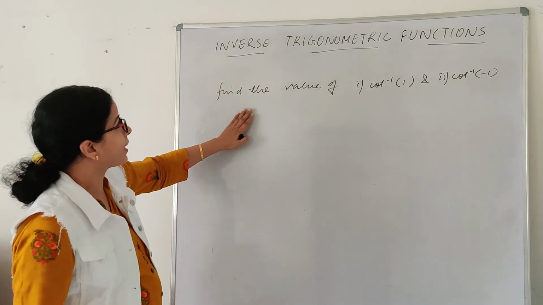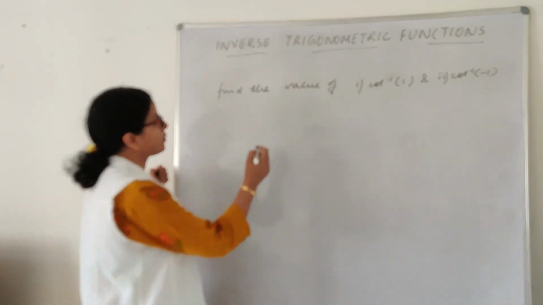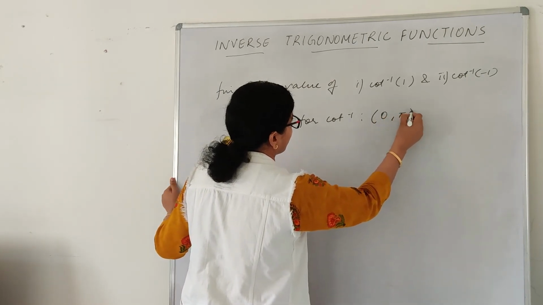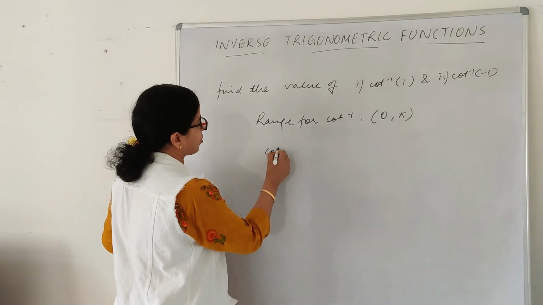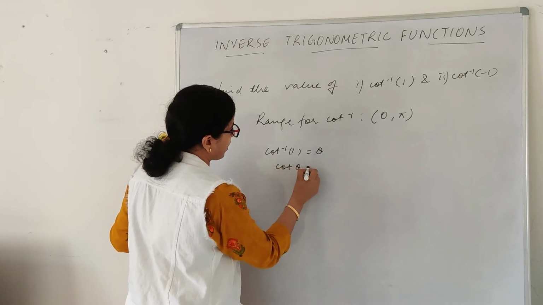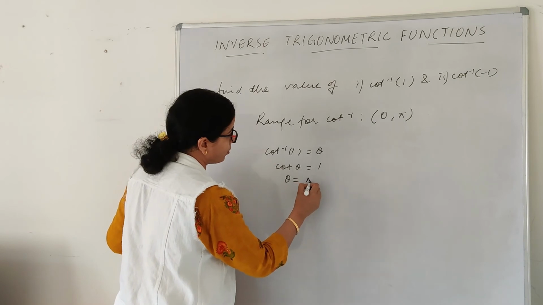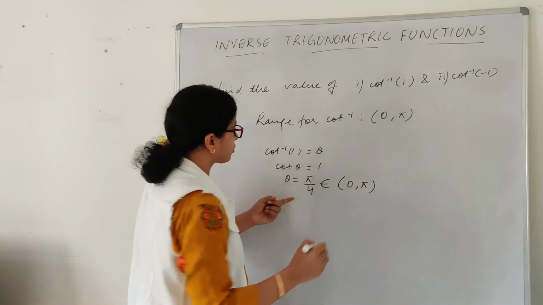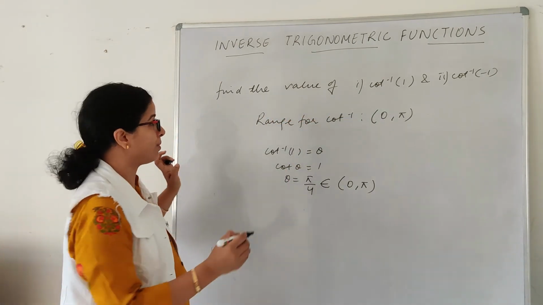Okay, so now let us find the value of cot inverse 1 and, second, cot inverse -1. So again, what was my range for cot inverse? It is the open interval 0, pi. So it means the values should lie in this range. So cot inverse 1 equals theta. Cot theta equals 1, right? So when is my cot theta 1? When theta equals pi by 4, and it belongs to 0, pi. So it means the principal value for cot inverse 1 is pi by 4. So I am done with that part.